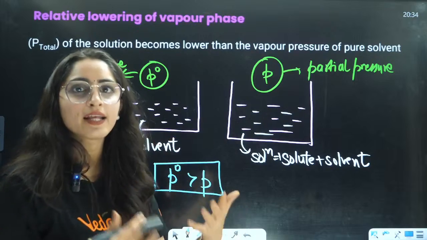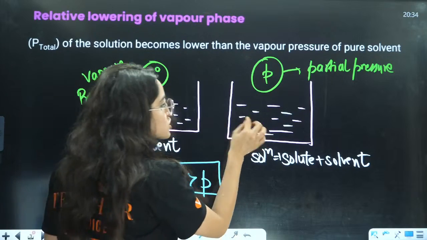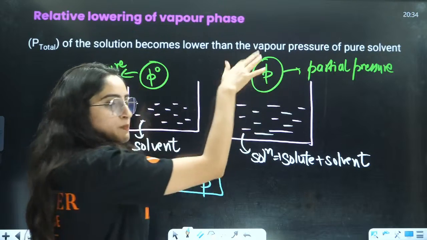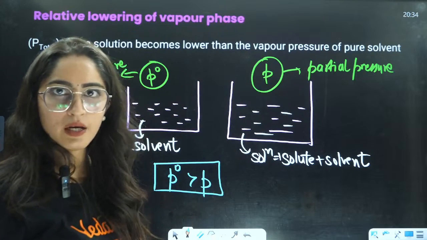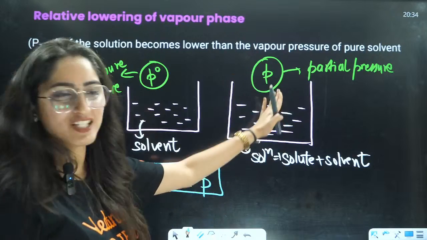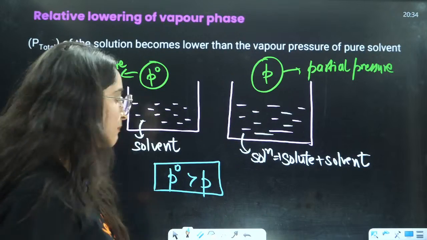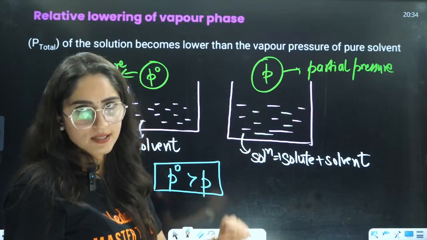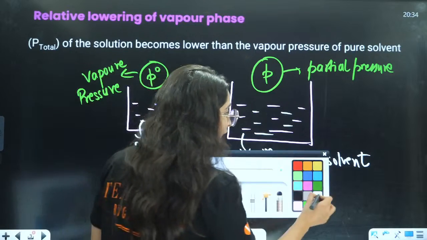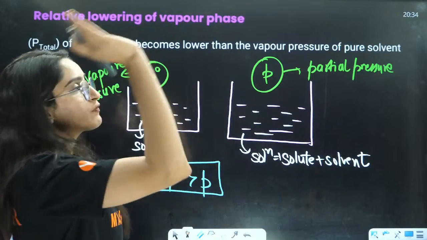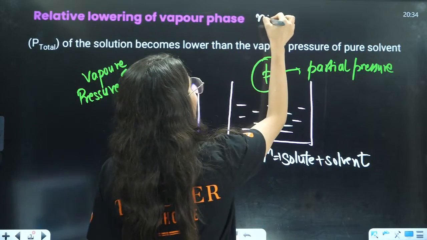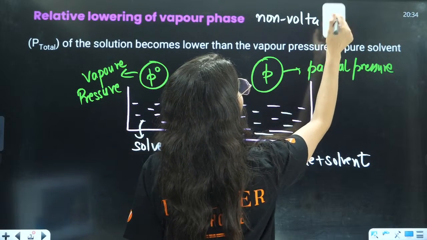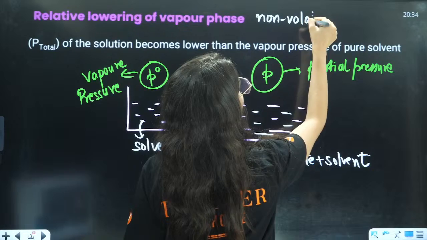Okay? But in reality, in chemistry, what will happen? Because of the interaction of this solute and this solvent, less vapor pressure by the solvent will be there. That means initially it was more, after adding solute it is less. And moreover, one more thing, wherever we are talking, we are adding non-volatile solute.